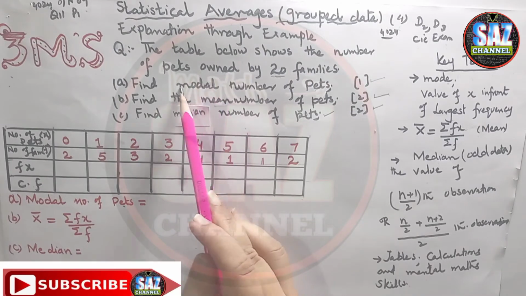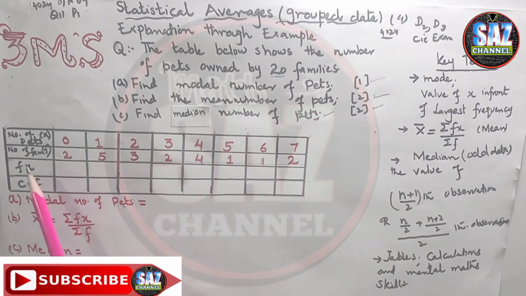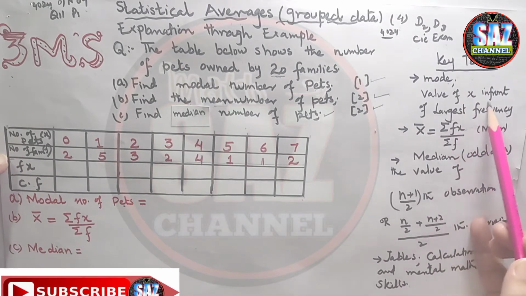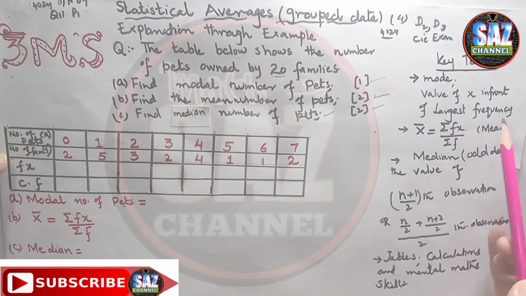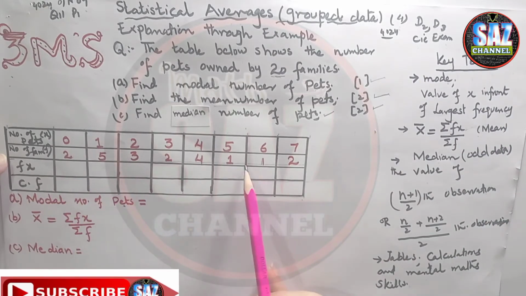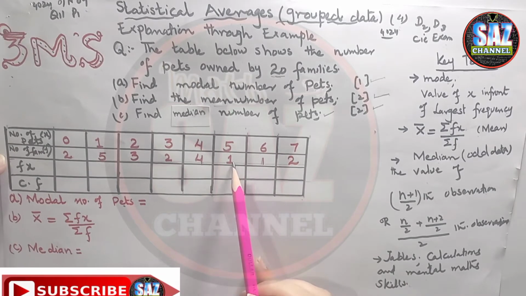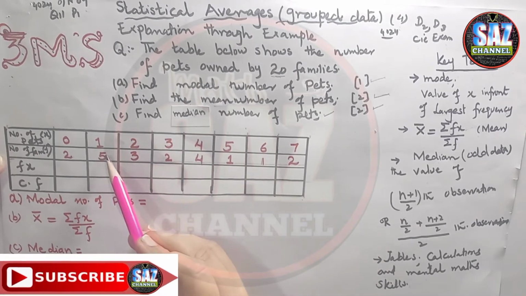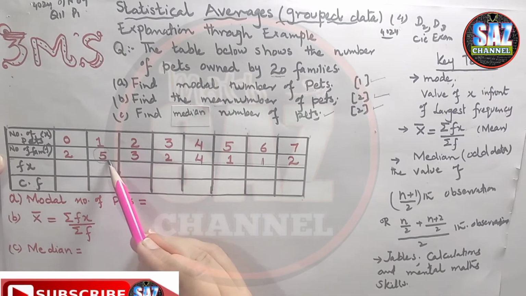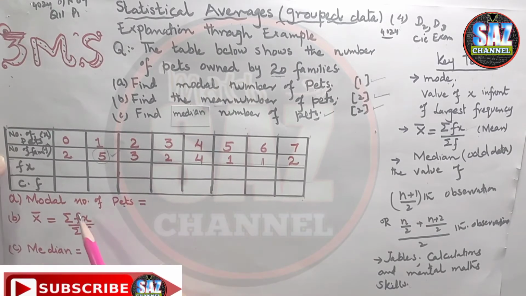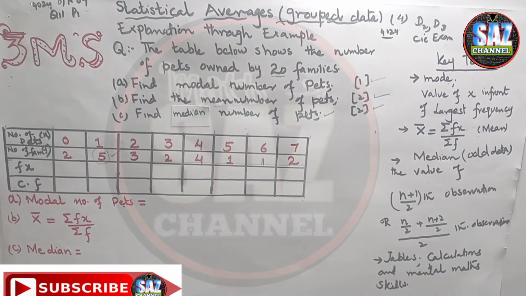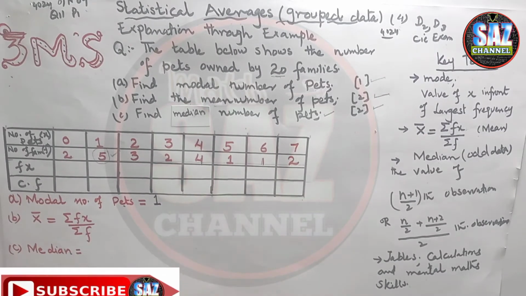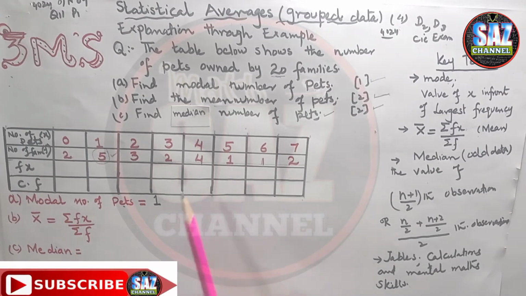Mode, really easy. For the mode, we have to move into the frequency column. As we know that mode is the value of x in front of the largest frequency, we have to move into the frequency column and see which frequency is the largest frequency. If we look at the frequency column, we can see that 5 is the largest frequency here. So the modal number of pets will be 1, because the mode is the value of x in front of the largest frequency. Mode is really easy and it can easily give you 1 mark.